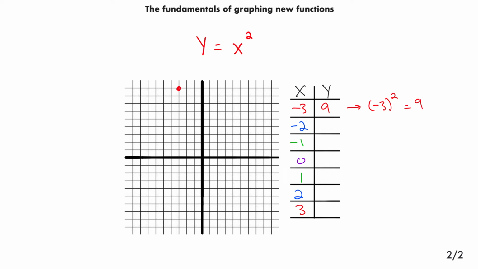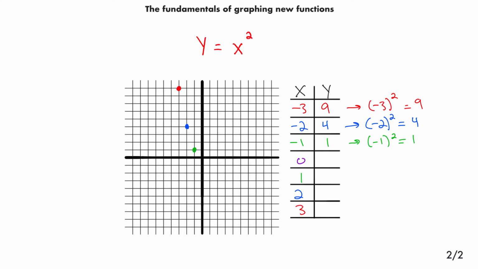Then I'm going to do -2. -2 squared is equal to -2 times -2, which is +4. Therefore, my coordinate is left 2, up 4. There's the dot for that. And then I'm going to utilize -1 as my input. That's going to give me -1 quantity squared. That's -1 times -1, which is +1. So we're going to go left 1, up 1.